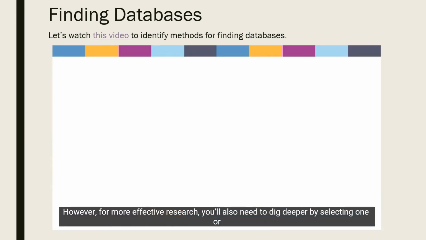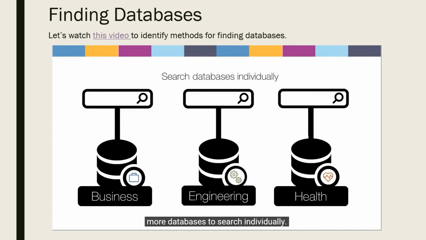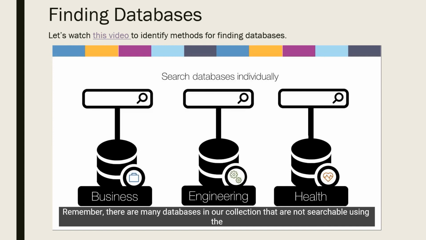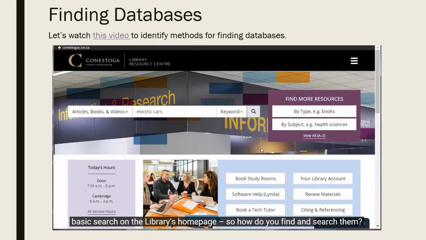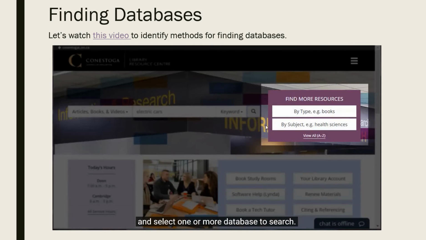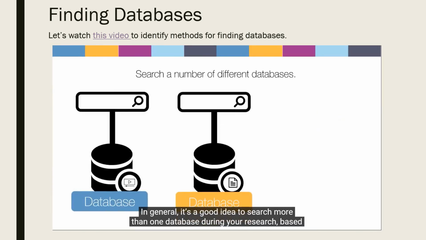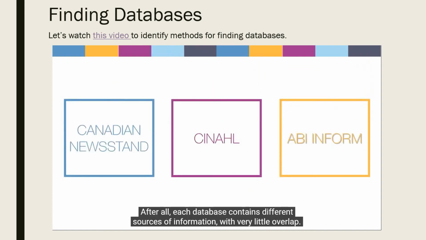However, for more effective research, you'll also need to dig deeper by selecting one or more databases to search individually. Remember, there are many databases in our collection that are not searchable using the basic search on the library's homepage. So, how do you find and search them? The Resources by Type and Resources by Subject sections allow you to browse lists of databases and select one or more databases to search. There's also an alphabetical list if you already know the name of the database you're looking for. In general, it's a good idea to search more than one database during your research based on what's relevant to your topic. After all, each database contains different sources of information with very little overlap.